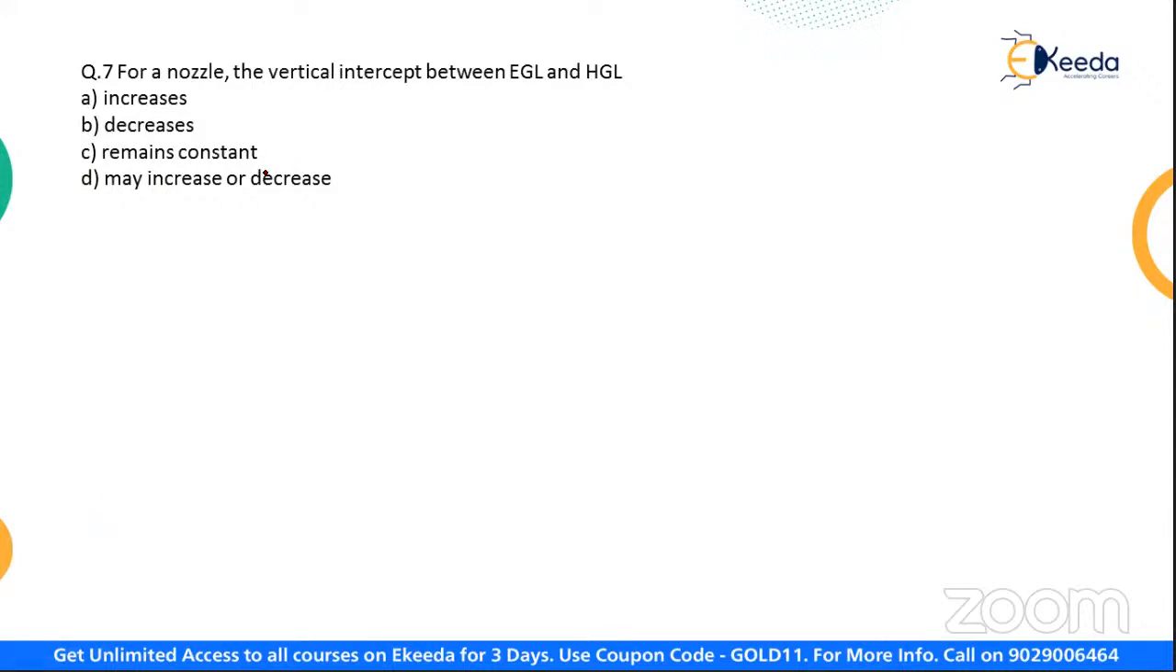Moving on to the next question, that is for a nozzle, the vertical intercept between the energy gradient line and the hydraulic gradient line.